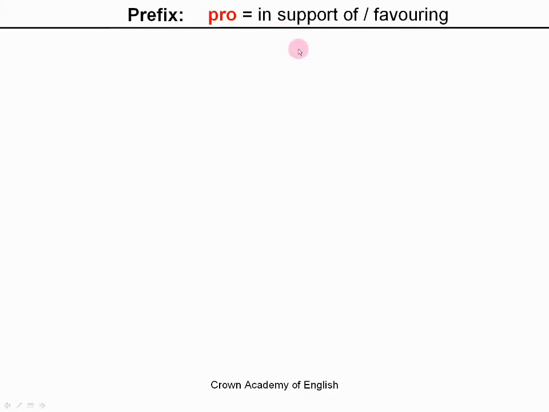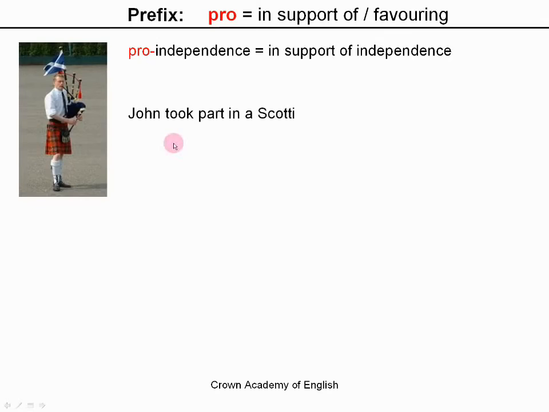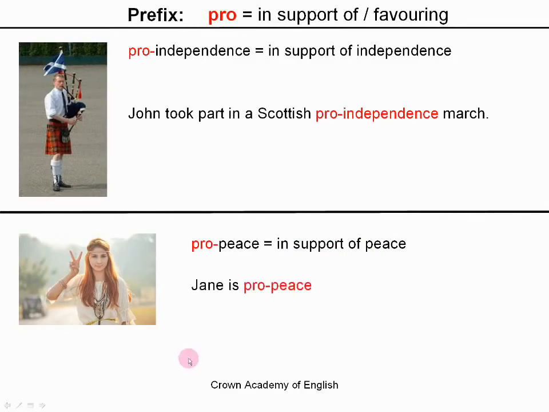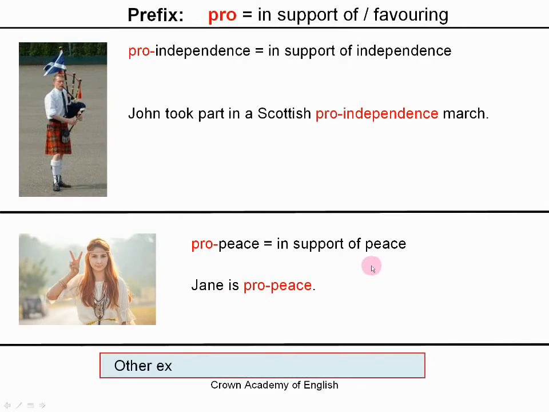Pro means in support of something or favouring something. Pro-independence is in support of independence. John took part in a Scottish pro-independence march. Pro-peace is to be in support of peace. Jane is pro-peace. Other examples: pro-choice, pro-democracy. And we can see often with the prefix pro, very often there is the hyphen. The hyphen here, and here, and here, and here. Okay, so don't forget the hyphen.